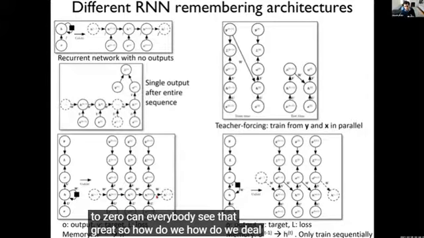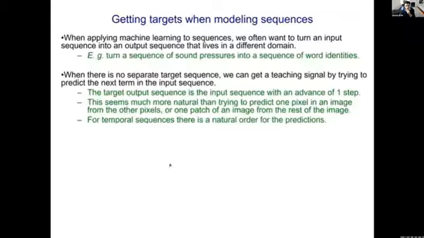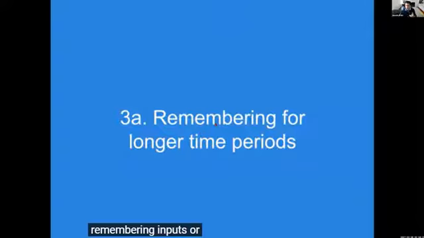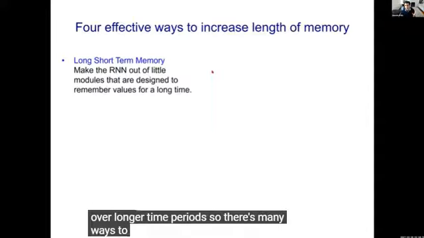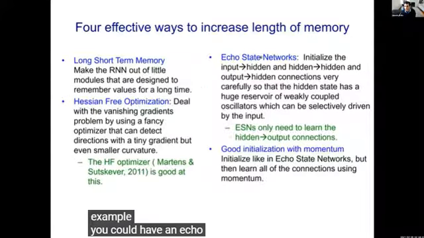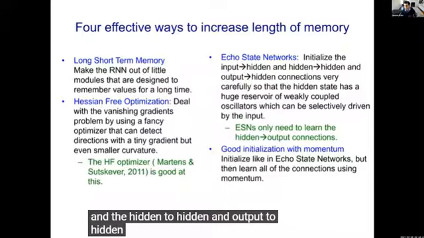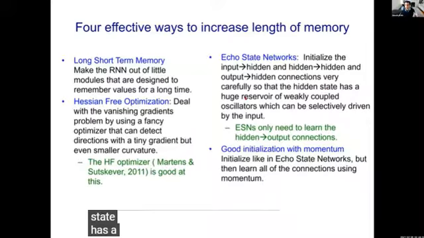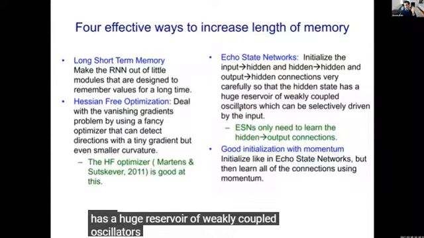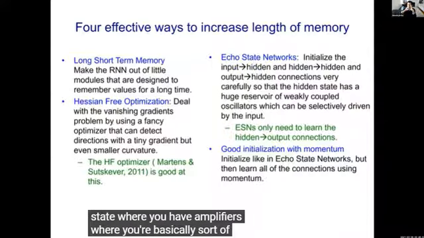So how do we deal with that? The way that we can deal with that is by remembering inputs or intermediate variables over longer time periods. There are many ways to increase the length of the memory. For example, you could have an echo state network where you initialize the input to hidden, the hidden to hidden, and output to hidden connections very carefully so that the hidden state has a huge reservoir of weakly coupled oscillators, which can be selectively driven by the input. So you basically augment your hidden state with amplifiers, where you're basically repeating the word.